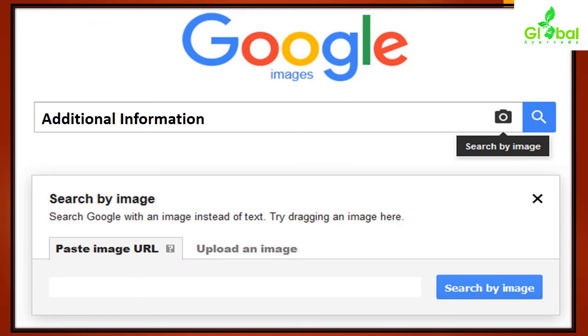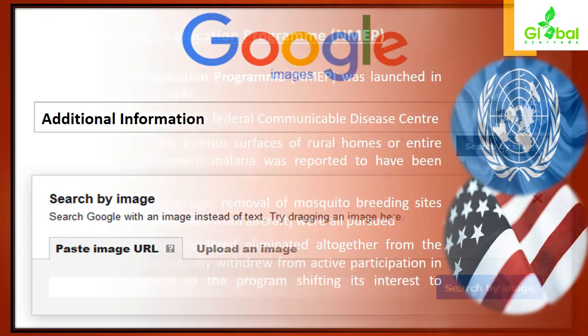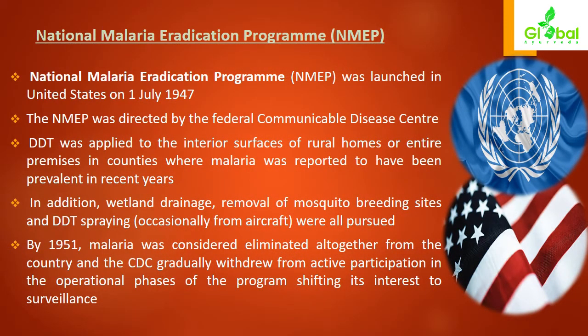Here we will see some additional information. National Malaria Eradication Program (NMEP). The National Malaria Eradication Program was launched in the United States on July 1st, 1947. The NMEP was directed by the Federal Communicable Disease Center (CDC).